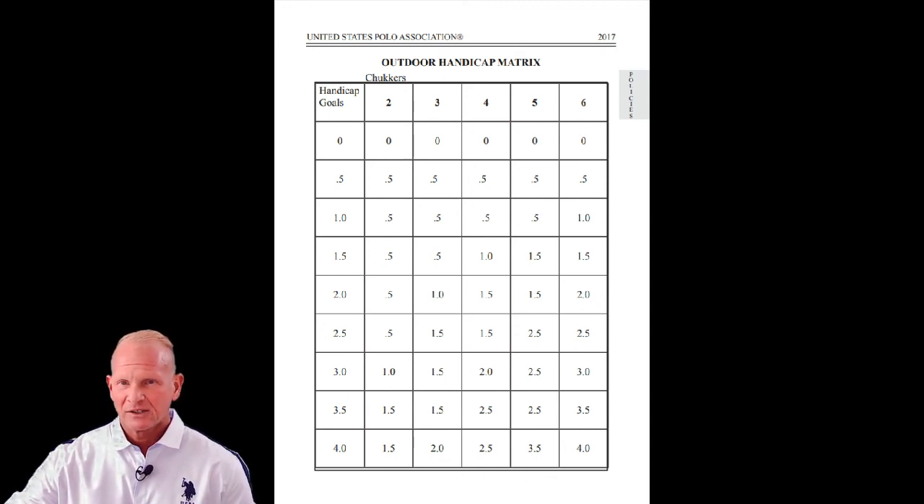If you're not playing 6 chukkers, then it won't be a straight handicap add and subtract situation. You just use the matrix. They did the math for you. Don't try to do math. Even umpires do it wrong. Don't do it. Just use the matrix. Did I mention use the matrix?